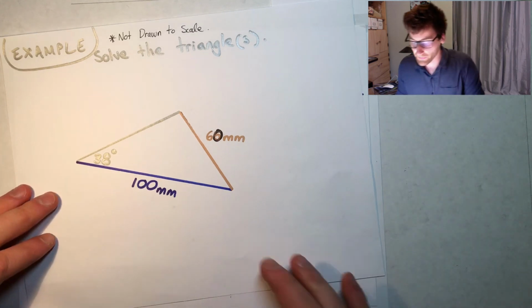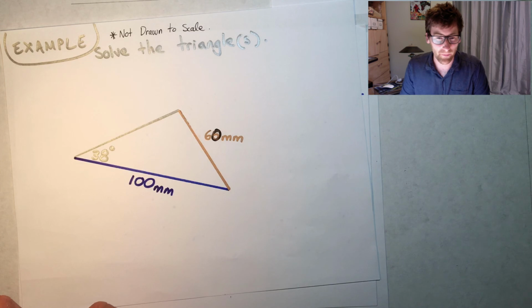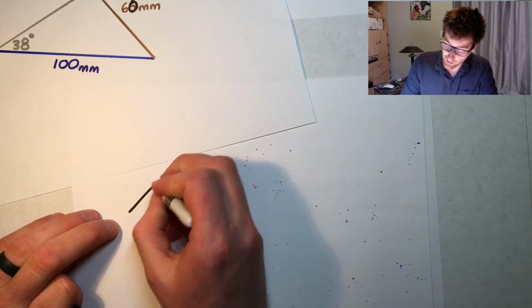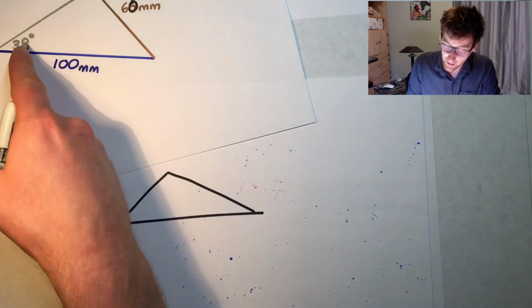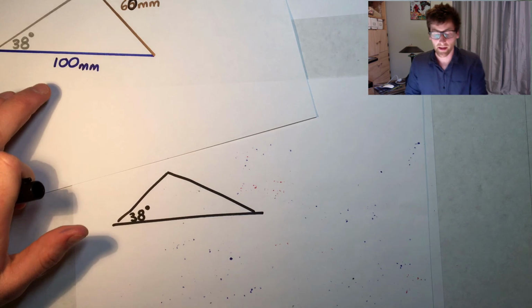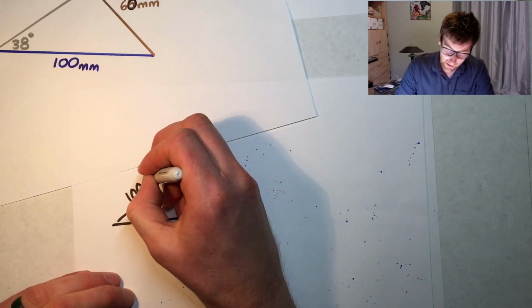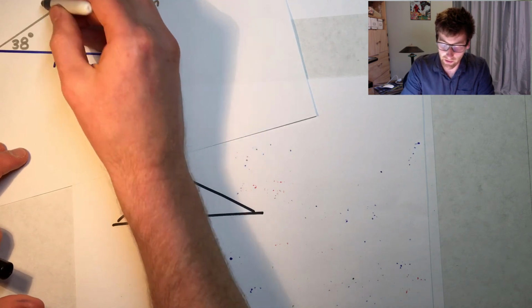Okay, so here I have 38, 60, and 100. So let's try to draw it the way we normally draw it. I'm going to draw a triangle like I normally draw my triangles. I'm going to put the angle still in that bottom left hand side, but I'm going to move that 100 up here. You might think, does that change the triangle? And you have to do it carefully. So I move the 100 up there.